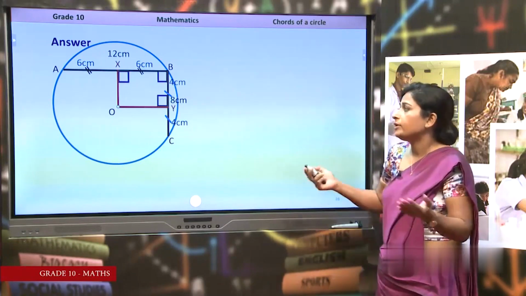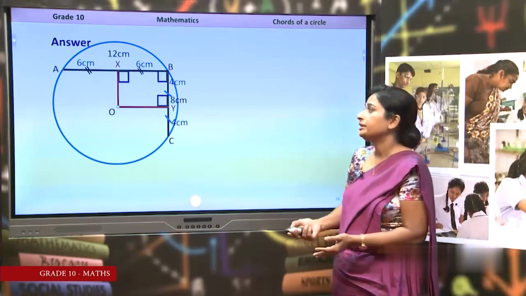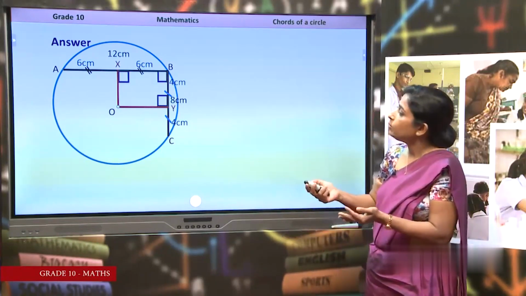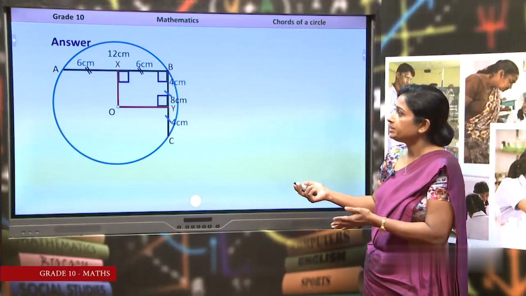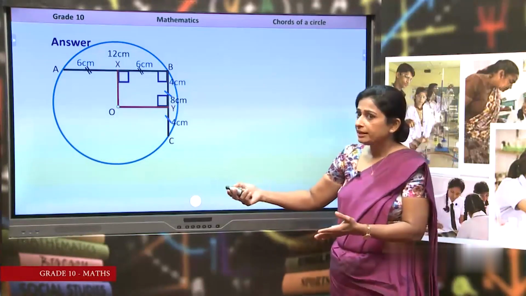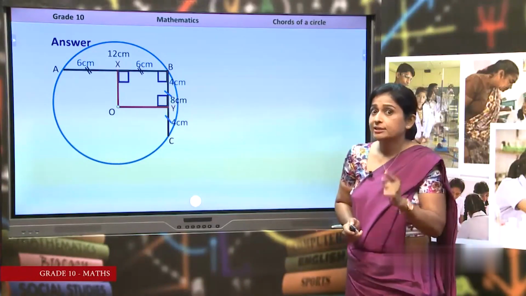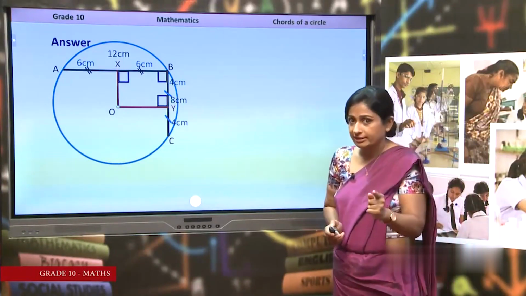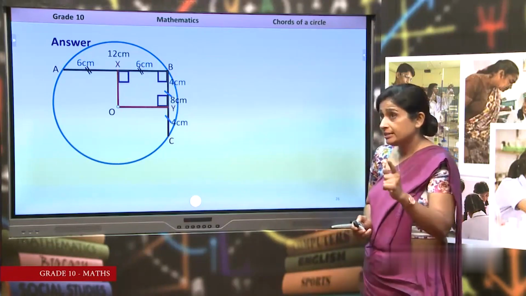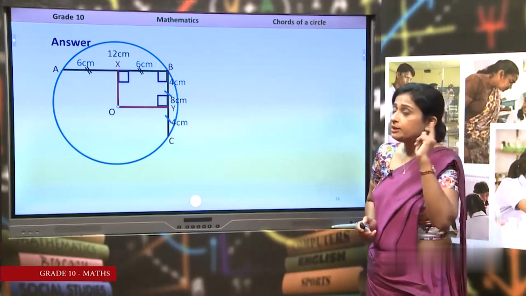You may think we have already finished and we can say OY is 6 centimeter and OX is 4 centimeter like that. No, we can't do it like that. Here we should recognize clearly what this quadrilateral is. OXBY is a rectangle or square only.